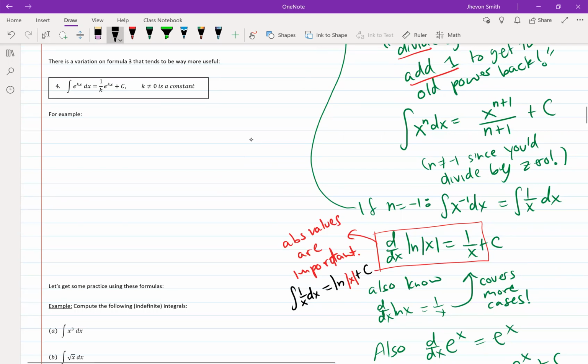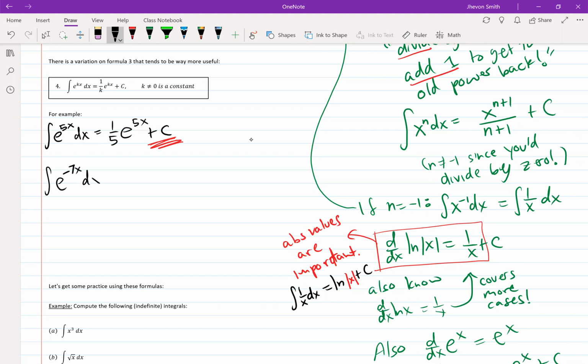For example, I can ask you, what is the integral, or aka the antiderivative, of e to the 5x dx? Well, according to this formula, it's 1 over 5 e to the 5x plus c. Plus c, also very, very important. Do not forget the plus c on an indefinite integral. Or what is e to the minus 7x dx? The integral of that, or the antiderivative, is minus 1 over 7 e to the minus 7x plus c.